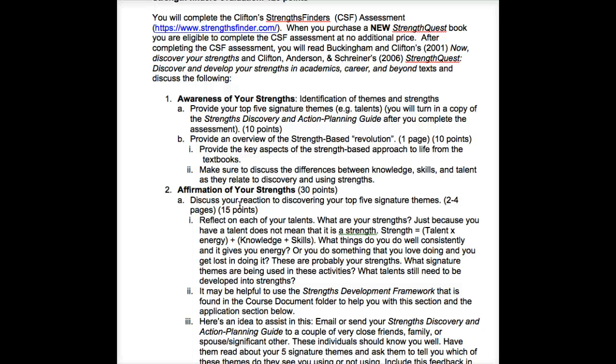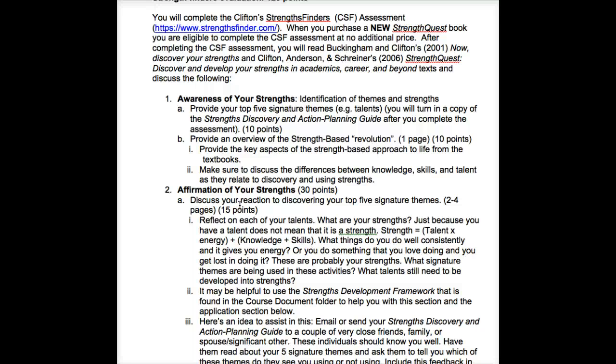You'll turn in a copy of your Strengths Discovery and Action Planning Guide. When you take the Clifton Strengths Finder assessment, it's a PDF file, and you'll just turn that in at the assignment link. 10 points just for doing that. So you already got 10 points for doing that. Get that done. Pretty straightforward. You don't write anything. You'll turn this in earlier in the class, and then your paper is due at the end of the class, or towards the end of the class.